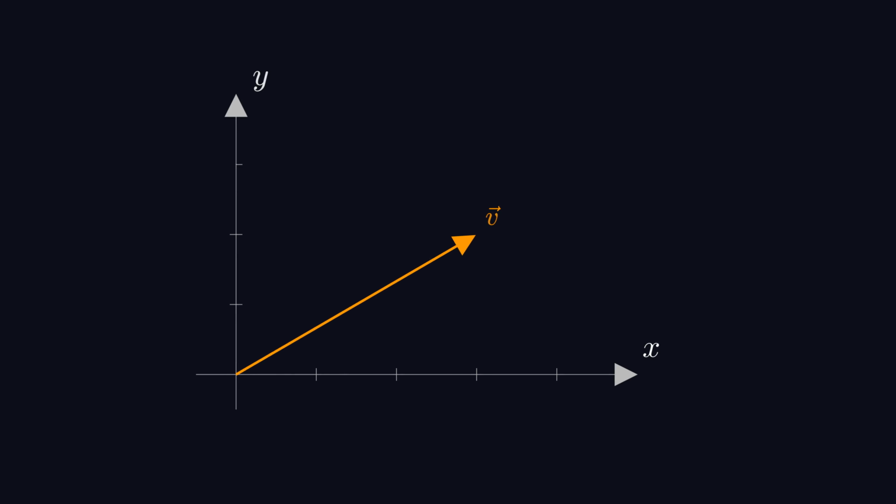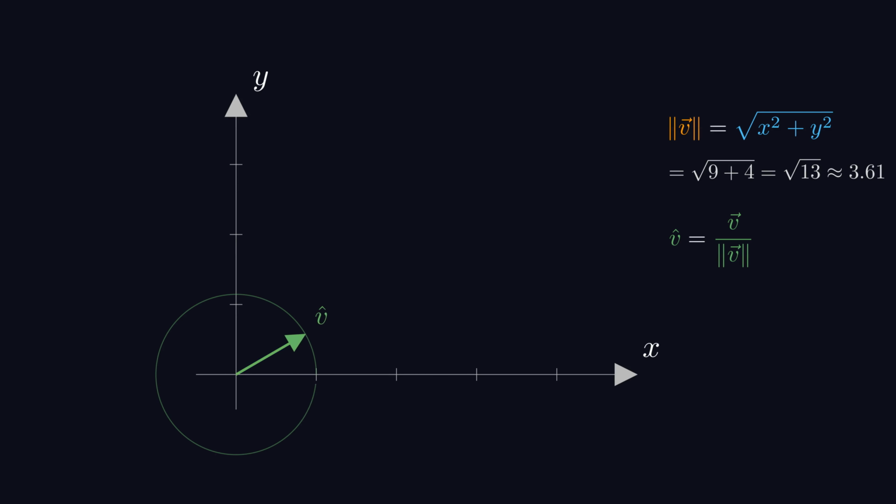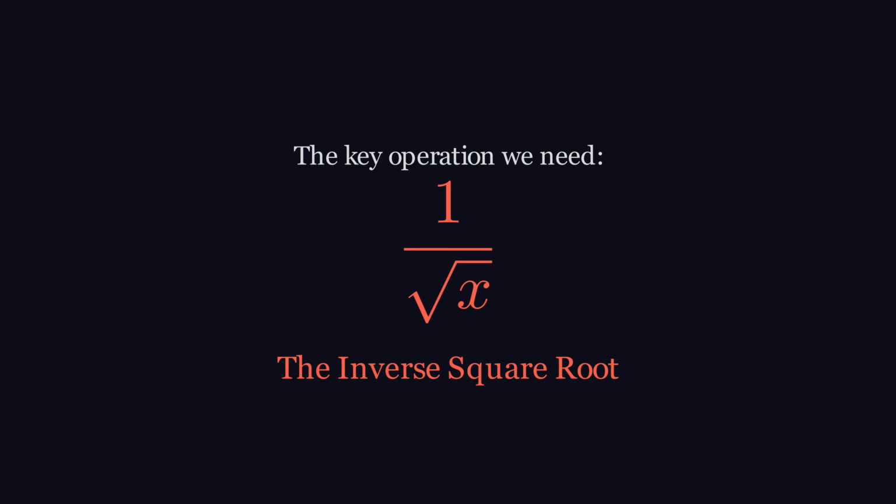Let's take a standard 2D vector as an example. To normalize it, we first find its length using the Pythagorean theorem. In this case, the length is about 3.61. Then we divide the original vector by this length. This shrinks it down to a length of exactly 1, making it a unit vector. Now it only represents pure direction. Mathematically, dividing by the length means multiplying by 1 over the square root of x. This is the inverse square root.